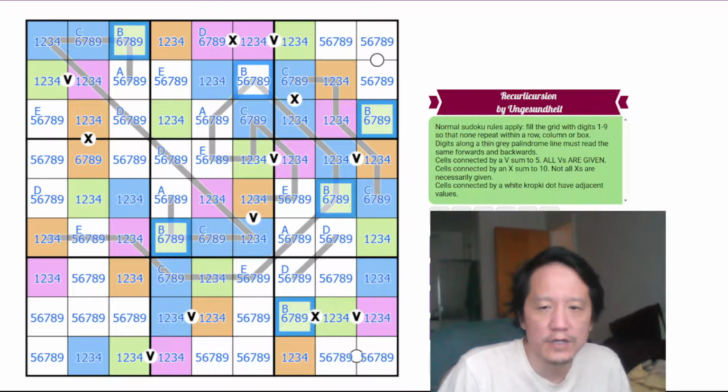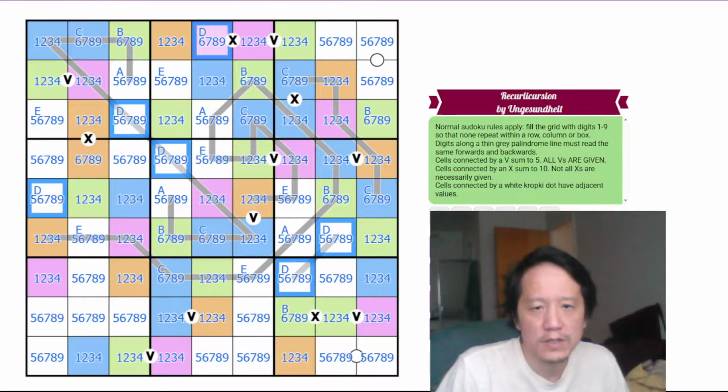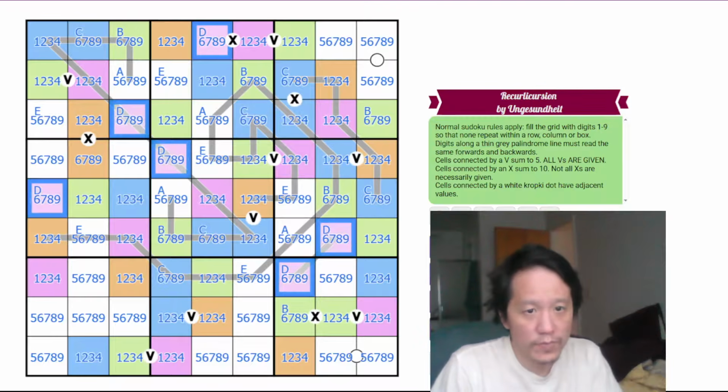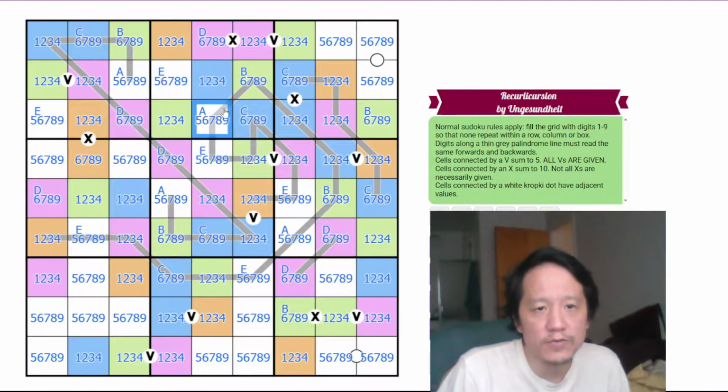B again is high green. D has to be high pink. Okay, so now we have A and E remaining. We're not sure which one's A, which one's E.